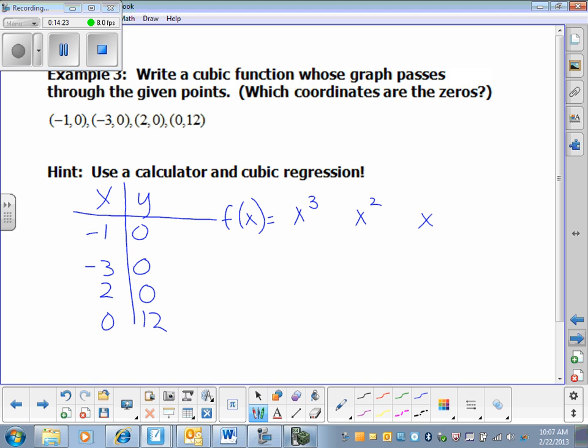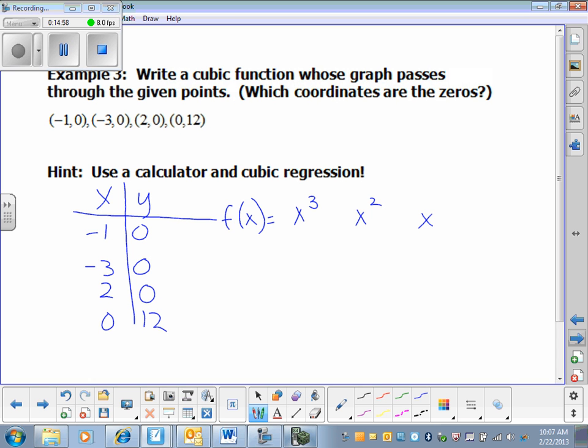Okay. Once you do that, then you push the stat button again, and then go over to calculate, and then go to cubic regression. Push it, and it'll give you an equation for those points. By the way, you can do this on the SOL when they give you which points match the equations, or which equation matches this set of points. You can use it for that too.